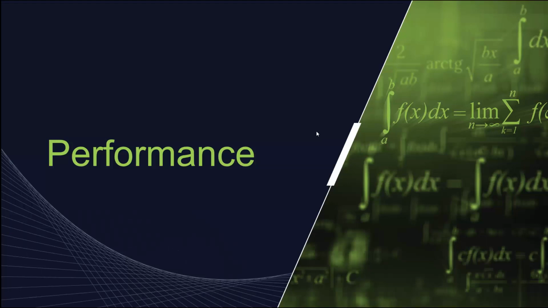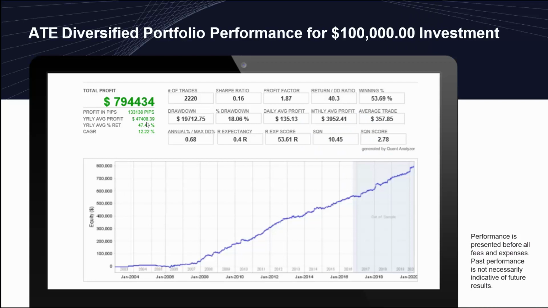Now let me tell you a little bit more about the performance for these systems overall. This is back-tested performance, obviously, so there's no guarantee that's going to happen again in the future. This is the equity curve and the total profit over the past 15 years or so in the ATE Diversified portfolio for a $100,000 investment. We're averaging about a 47.4% annual return, with an average annual profit of $47,408 before fees. It has a win rate of about 53.7%, and our return to drawdown ratio is 40.3.